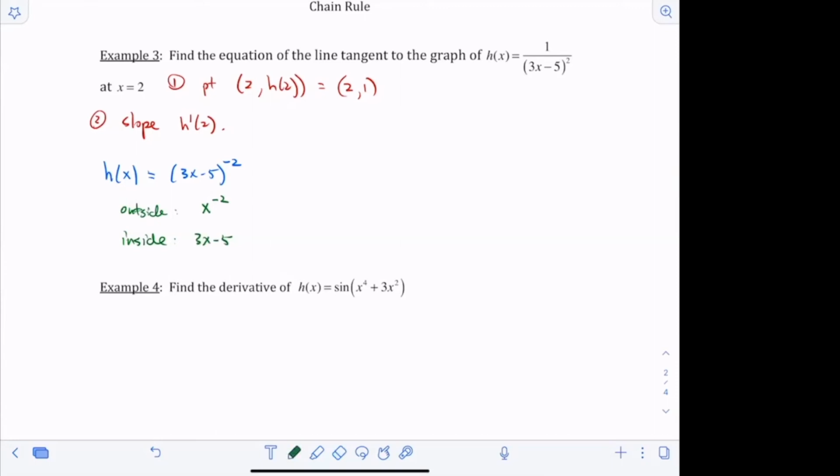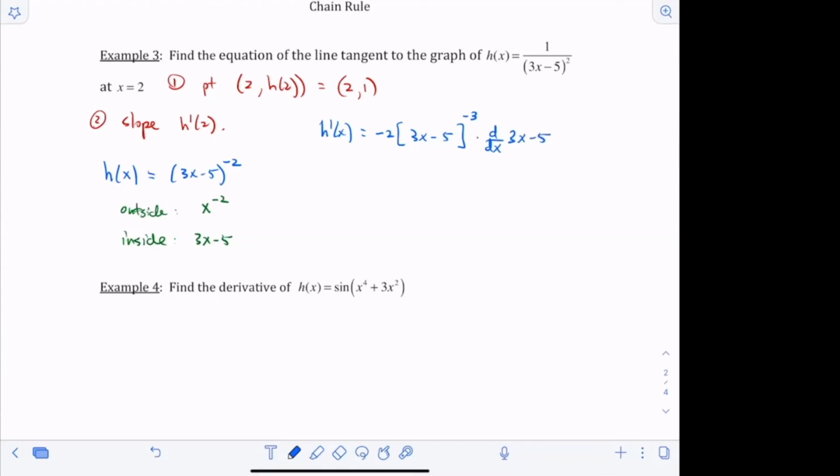So when we go to calculate h prime of x, we should take the derivative of the outside. There the outside, you bring down the negative 2, you keep the inside, and then we subtract 1 from the exponent. So this would be minus 3. So that's the derivative of the outside. Does that make sense? Now I want to keep the inside. So I'm going to write 3x minus 5, times the derivative of the inside.